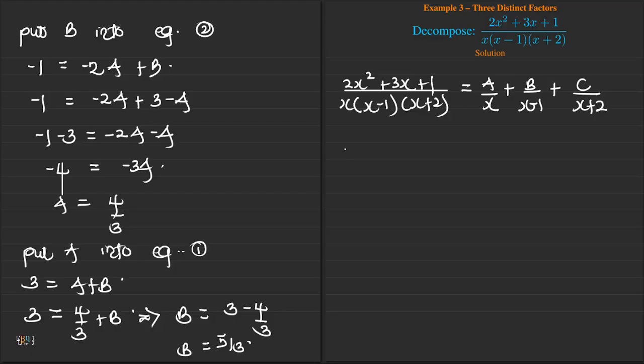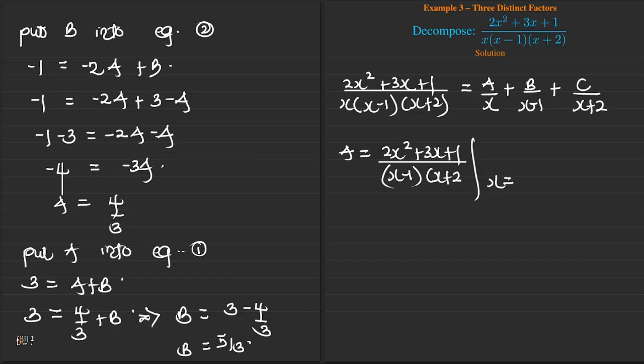You see, so with that, once again, we can use the cover-up method or the method of undetermined coefficients. Using the cover-up method, we would simply say a is equal to, so we are going to evaluate the function 2x squared plus 3x plus 1 all over, writing everything but excluding a's denominator. We'll be left with x minus 1, then x plus 2. And we evaluate it at x equals the value that makes a's denominator 0. This time around, it is just x over there, so we'll be evaluating at x equals 0.